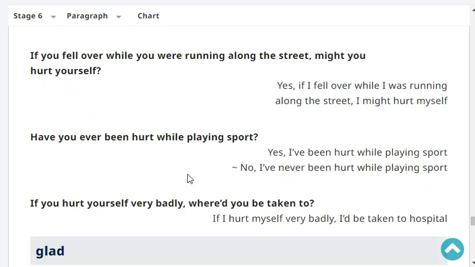Have you ever been hurt while playing sport? Yes or no? Yes, I've been hurt while playing sports. If you hurt yourself very badly, where'd you be taken to? If I hurt myself very badly, I'd be taken to hospital. Very good.